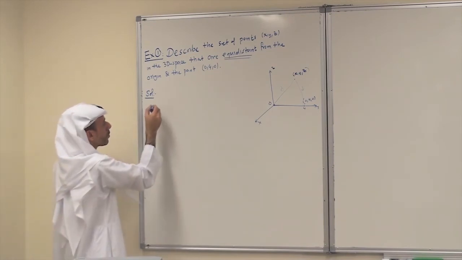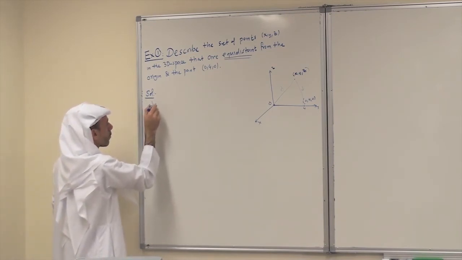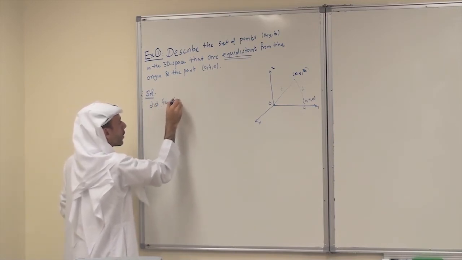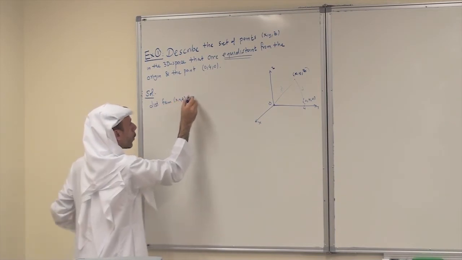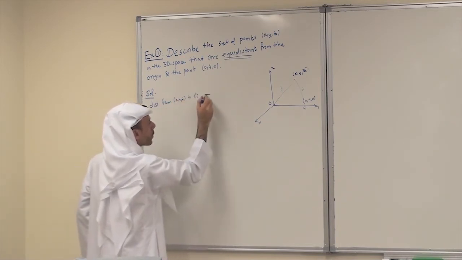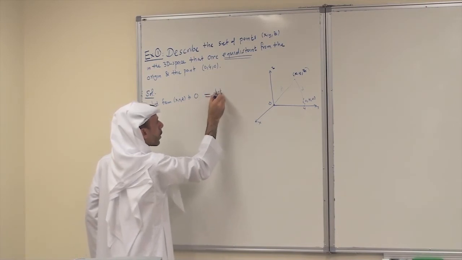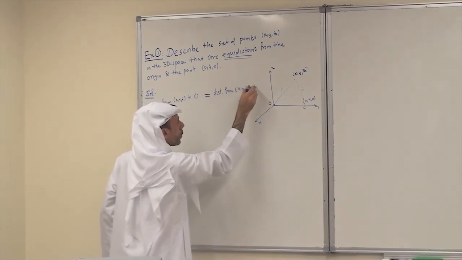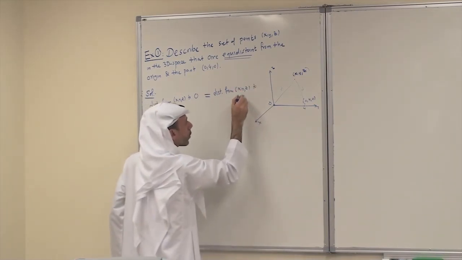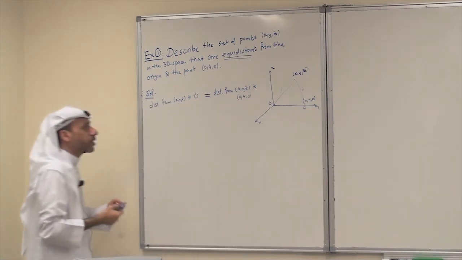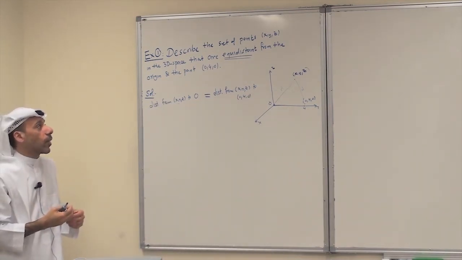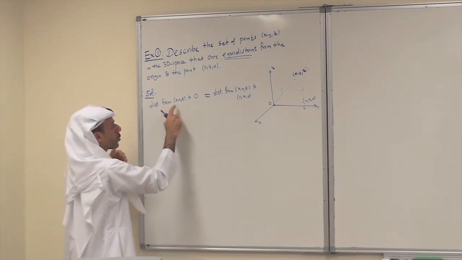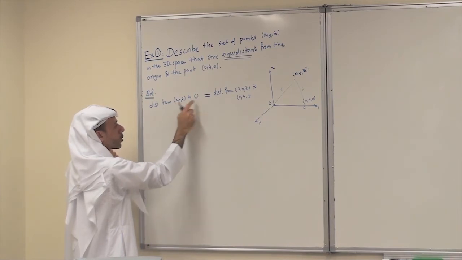So the distance from x, y, z to the origin equals the distance from x, y, z to the point 0, 4, 0. This is the main property that these points x, y, z satisfy. Now apply the distance formula. How to find the distance from x, y, z to the origin?